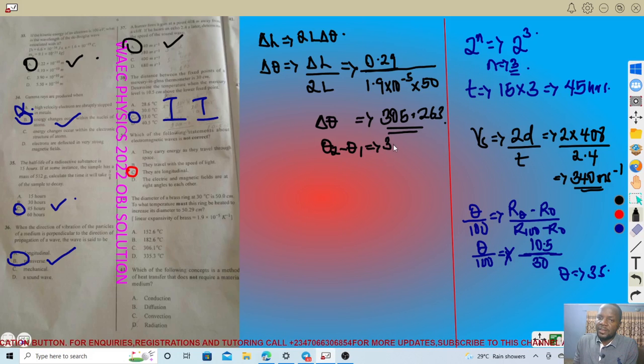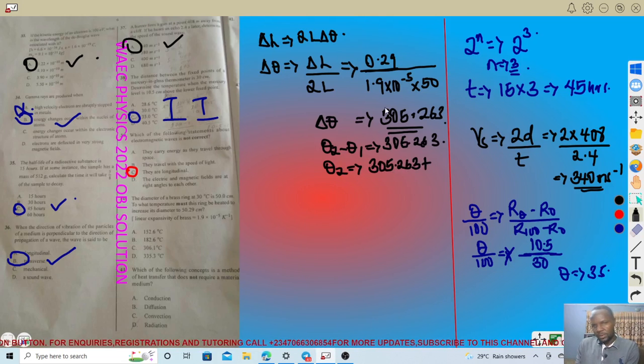So that's the change in temperature. It's 305.263. They asked me to find the new temperature, theta 2, which will now be equal to the answer we had plus theta 1. The initial temperature is 30, sorry, not 50. So adding this answer to 30, that is 335.26. Okay.